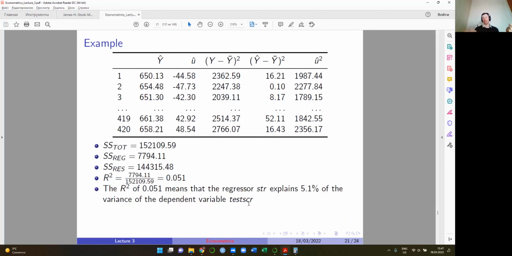Which means that in 95% of cases, the test score changes because of some other factors, not because of the class size, right? So the class size is a relatively not important factor which influences the test score. So there is a second piece of evidence which shows that the class size is not that important.